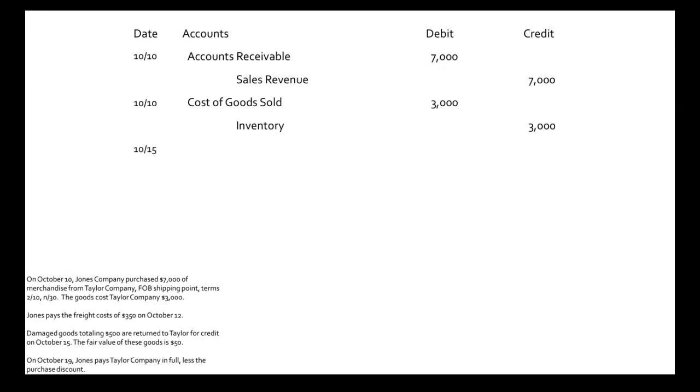So then we jump down to October 15th. And on October 15th, these damaged goods totaling $500 are returned to us. And then we're told that those goods have a fair value of $50. Once again, just like whenever we make a sale, when there's a return and we are the seller, there's two separate entries again.